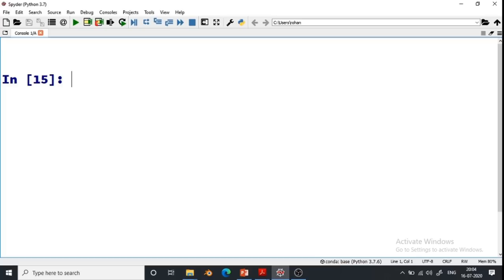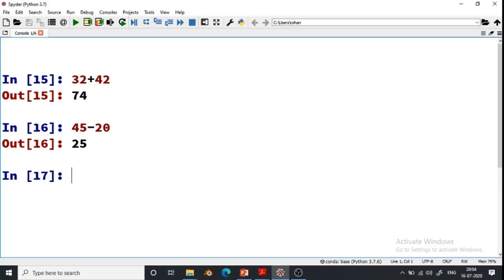For addition, the operator is the plus sign. So let's do that. 32 plus 42 should give me 74. So 32 is getting added to 42 by the operation addition. Similarly, we can do 45 minus 20 and that should give you 25.